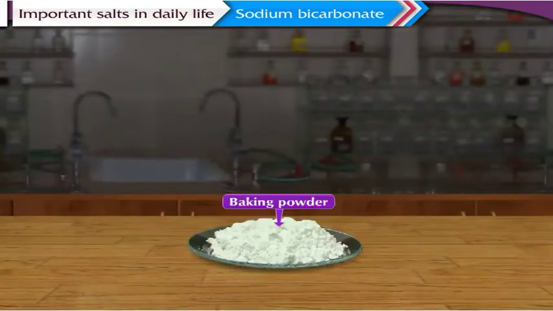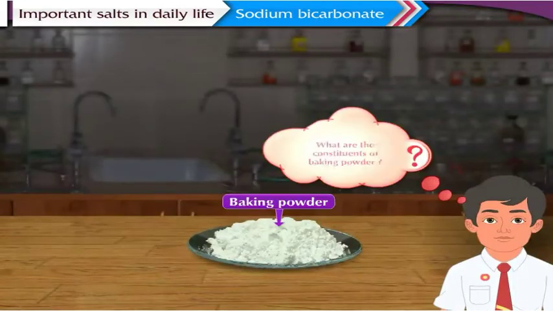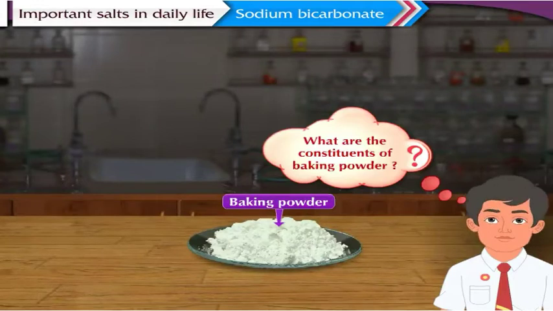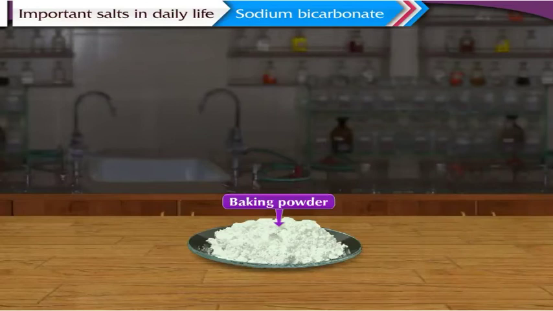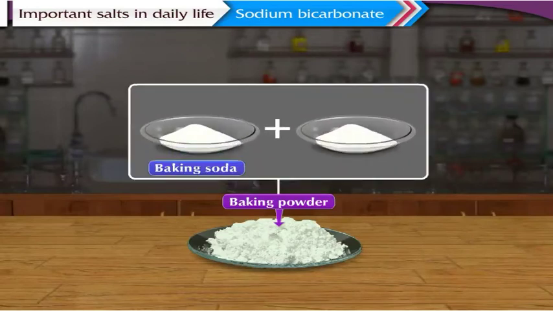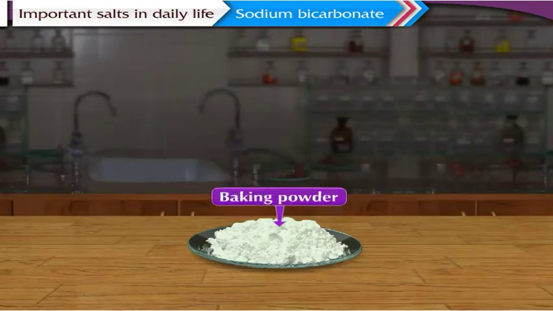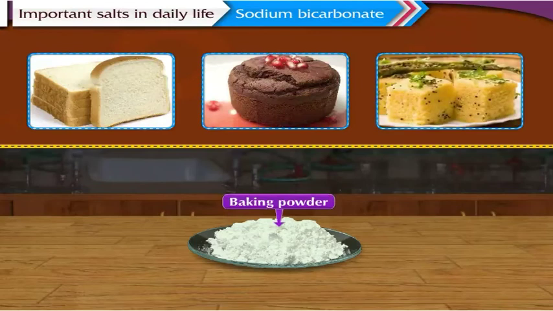Now, let us answer a question. What are the constituents of baking powder? Where is the baking powder used? The constituents of baking powder are sodium bicarbonate, that is baking soda, and tartaric acid. Baking powder is used in the preparation of light spongy bread, cakes, and dhokla.